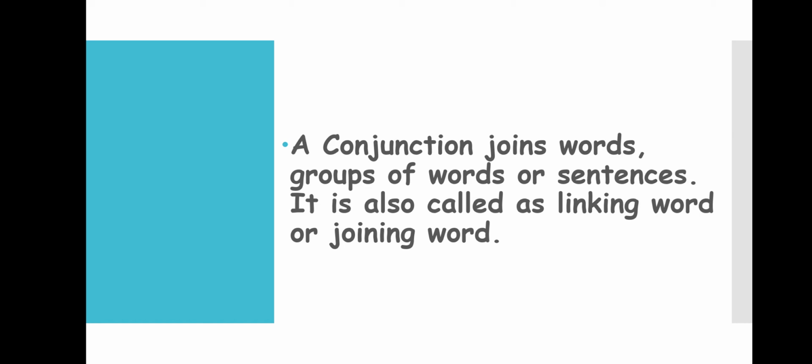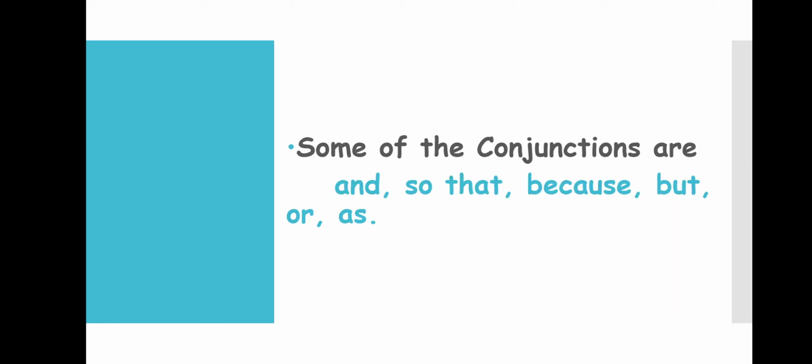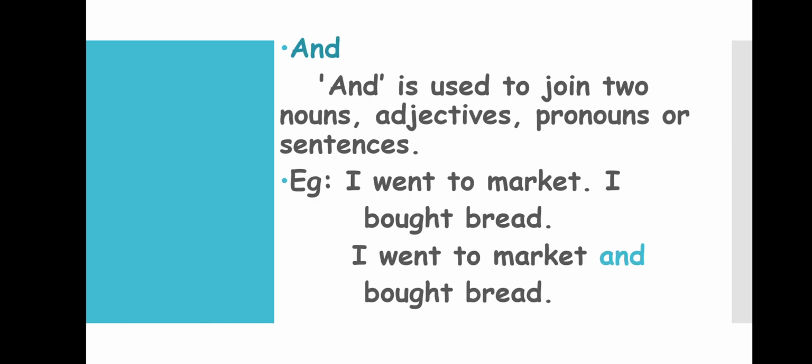In the word conjunction itself, we have the word junction. It's funny, right? So, conjunction is a word that joins different words, different groups of words, and different sentences. Some of the conjunctions are and, so that, because, but, or, as, and so on. We have a lot of conjunctions, but we are going to deal with only a few. Now let's learn about the first one, and.